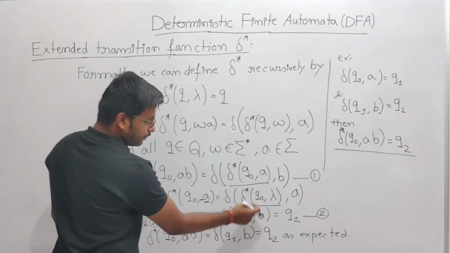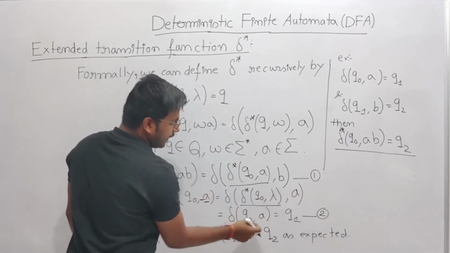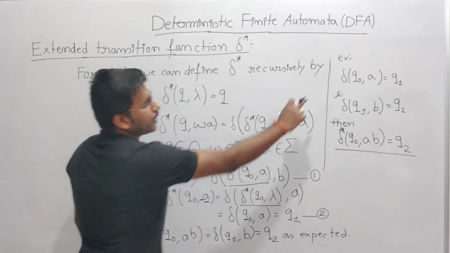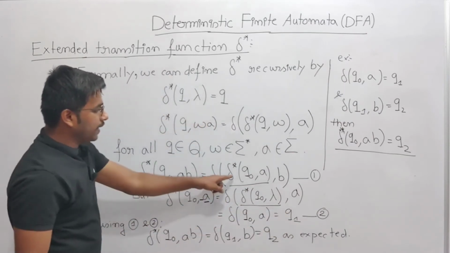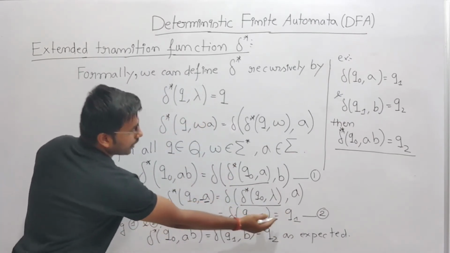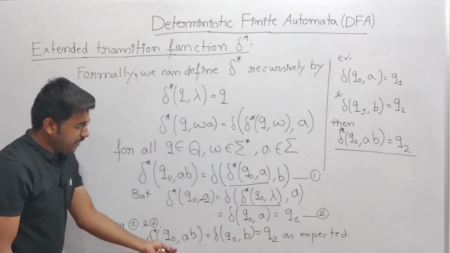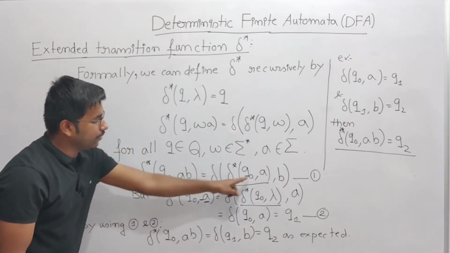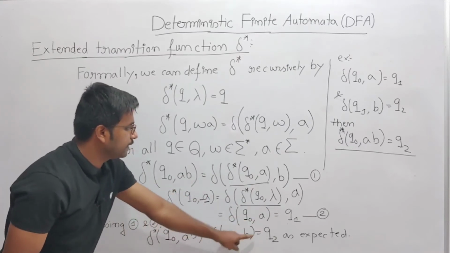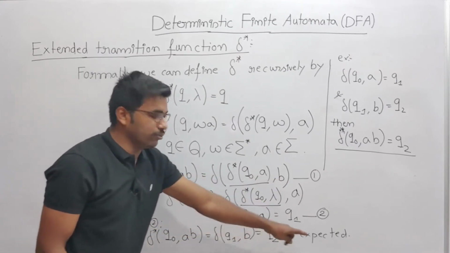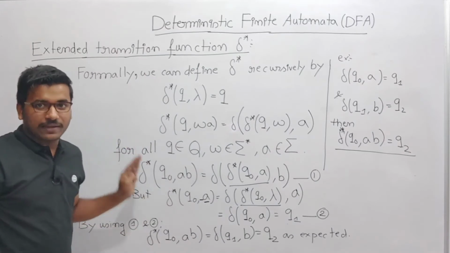So Q0, you will get Q0, then A. So Q0A, where is it going? Q0A is going to Q1. So here the extended transition function of Q0A, you are getting Q1. So by seeing 1 and 2, Q0AB, here you will replace Q1, then B. So Q1B is going to Q2. This is the formal definition I have explained.